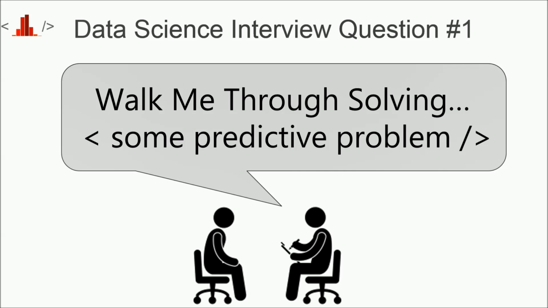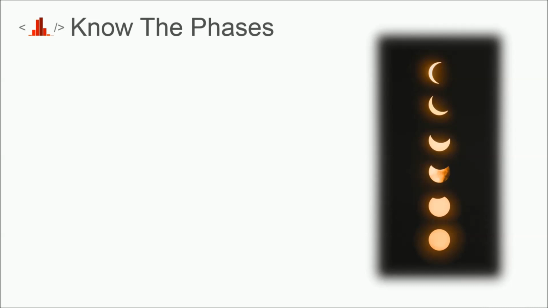So I'm not going to give you a scenario, but I am going to walk through a lot of the common responses that would be appropriate if you were asked to walk through a predictive problem. So the first thing you're going to want to describe as you go through your answer is the different phases of the problem. And it's really important for you to know the phases up front so that you can show that you have a holistic view and understanding of how to approach a machine learning problem.